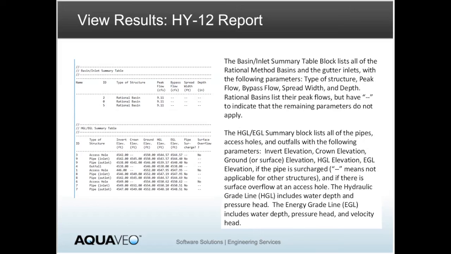The HGL/EGL summary block lists all the pipes, access holes, and outfalls with the following parameters: inlet, invert elevation, crown elevation, ground or surface elevation, HGL elevation, EGL elevation, if the pipe is surcharged, and dash dash means not applicable for other structures, and if there is surface overflow at an access hole. The hydraulic grade line, HGL, includes water depth and pressure head. The energy grade line, or EGL, includes water depth, pressure head, and velocity head.